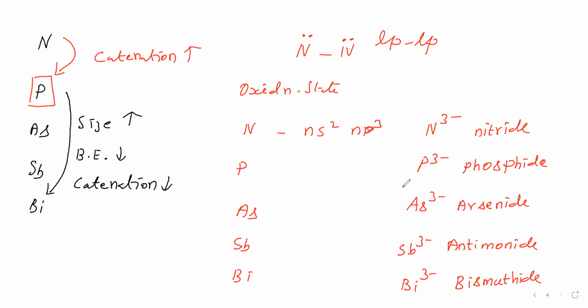Down the group, how is the stability of the -3 state? Down the group, the stability of the -3 state decreases because the electronegativity of these elements decreases down the group. Okay, so next we will see.